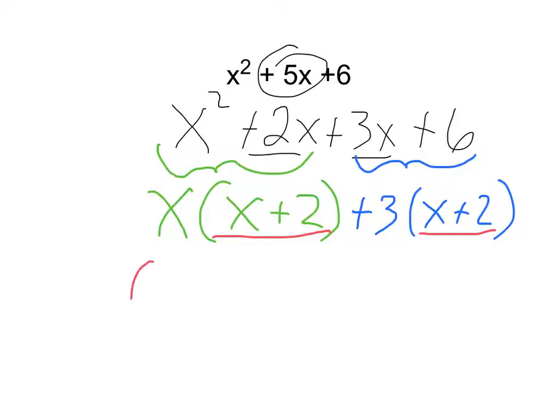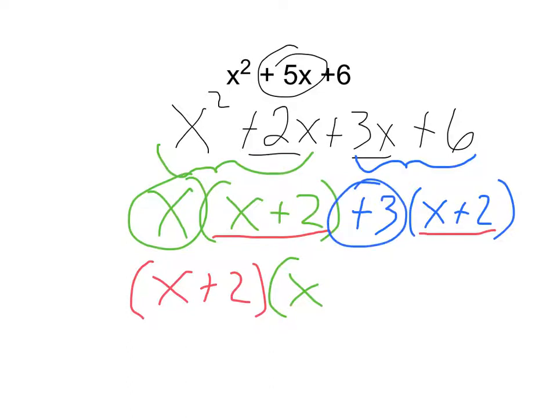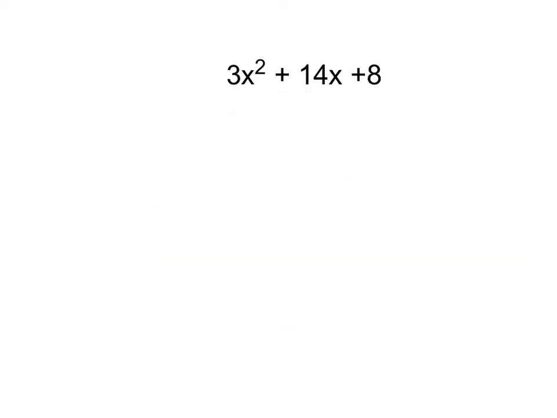So I can rewrite that entire part, x plus 2, and then from this first one, I'll get an x. From the second one, I'll get a 3. So I have factored this polynomial, x squared plus 5x plus 6, as x plus 2 times x plus 3. But now let's look at a little more complicated problem.